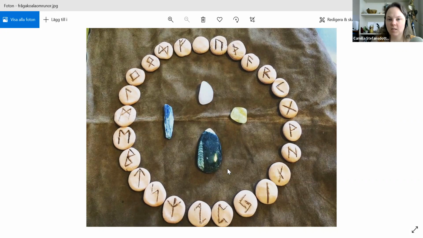And number 6 is connected to balance and harmony, and is the place of that rune in the Uthark. So Gebu or Gifu is the rune of balance and harmony, and the 6th rune.